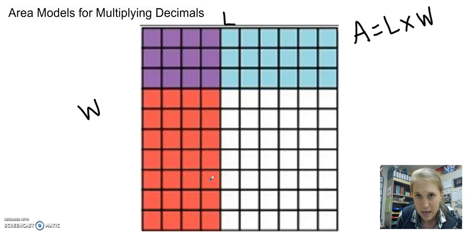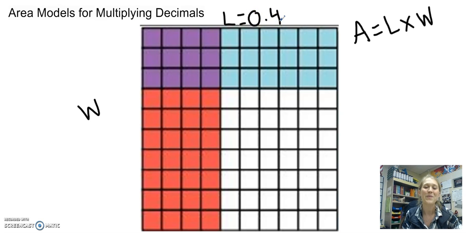But we don't call those lines, right? We call them rods. And we know that each rod represents 1/10. So in this case, our length is going to equal 1/10, 2/10, 3/10, 4/10. Our length is going to equal 4/10.